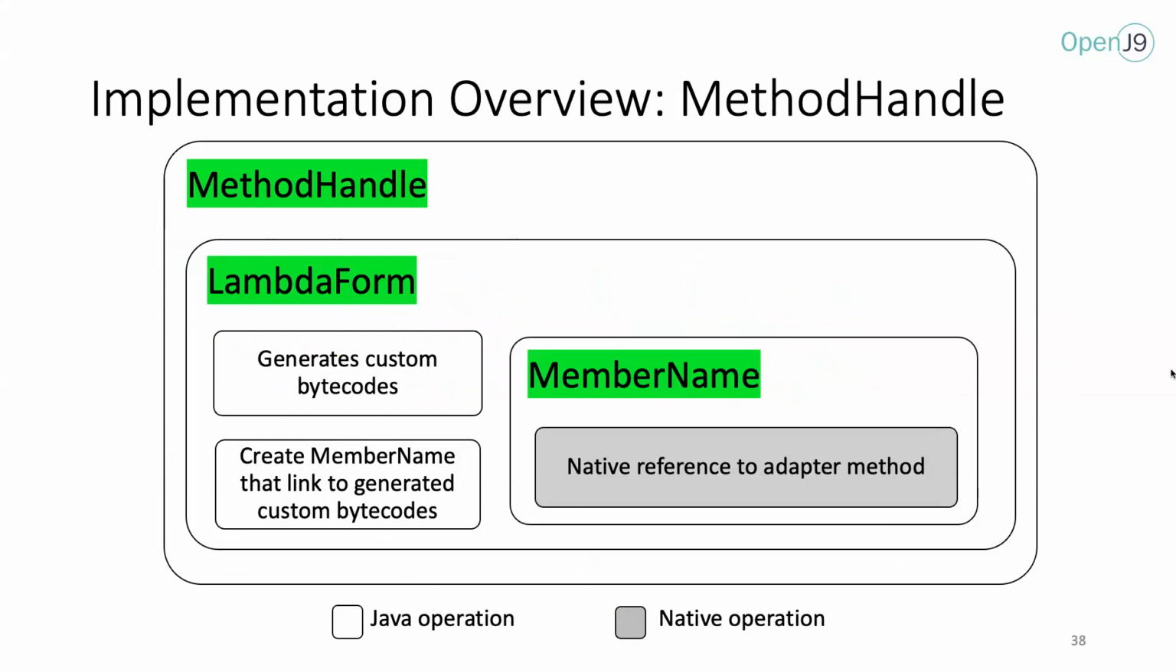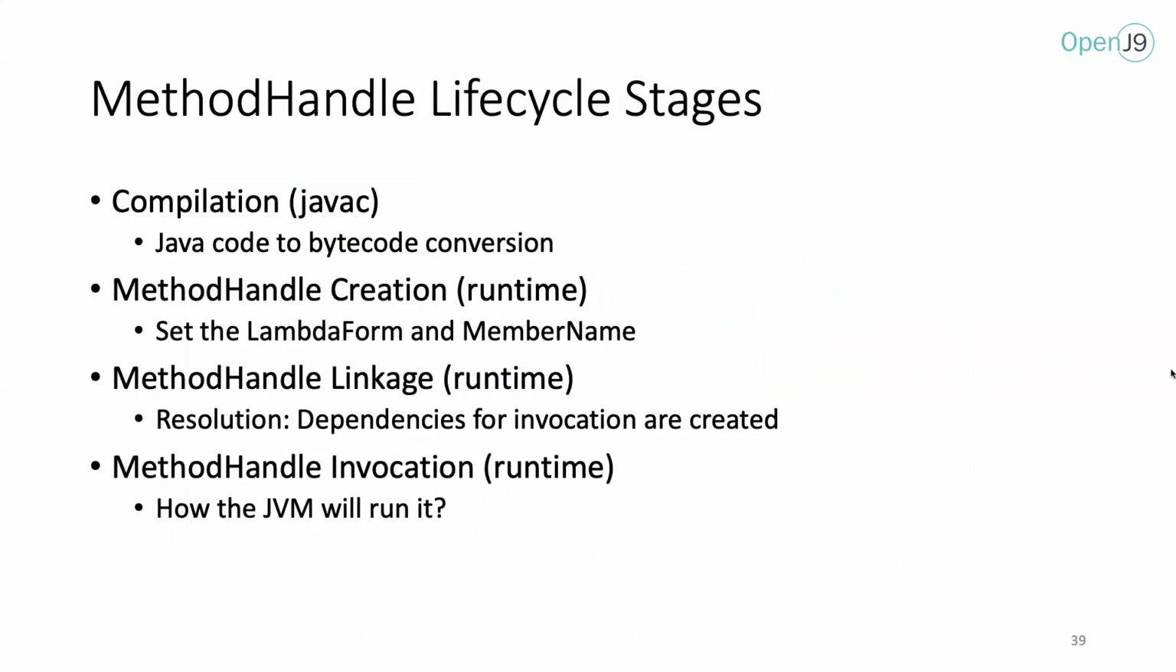So at this point, we have covered all three elements: MethodHandle. MethodHandle has a Lambda form, and a Lambda form has a member name. Now we can move back to the lifecycle stages of a MethodHandle. We had stopped at compilation. We have creation, linkage, and invocation still to cover. And we will begin with creation.